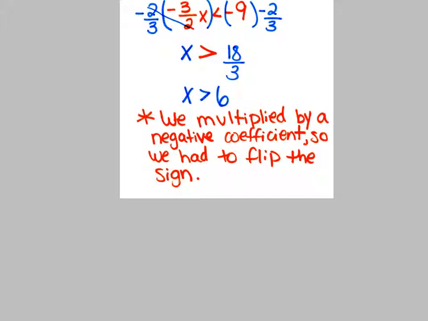So we're left with x is greater than negative 9 times negative 2, which is 18, divided by 3. So our final answer is x is greater than 6. Remember, we multiplied by a negative number, so the sign of our inequality had to be flipped.